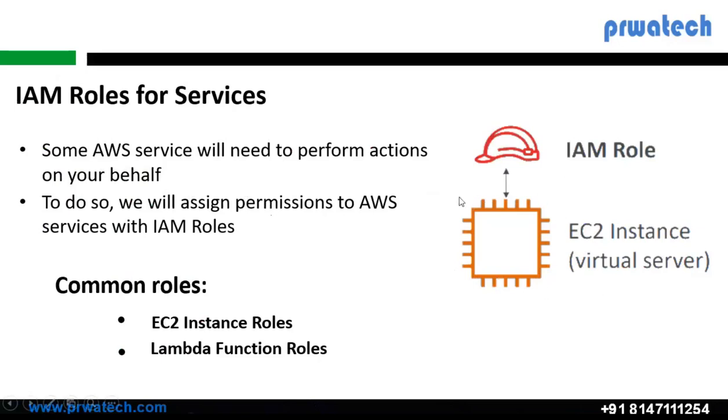Here you can see I have EC2 and other services. The first point: some AWS services need to perform some actions on your behalf. To do so, we assign permissions to AWS services with IAM roles. If you want to give permission to any other service, first you go to roles, select the permissions you want to give, and after that create the role. Then, if you want to give it to any other service, we select and assign it.